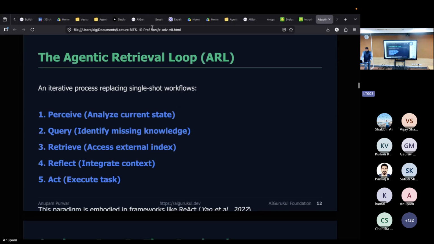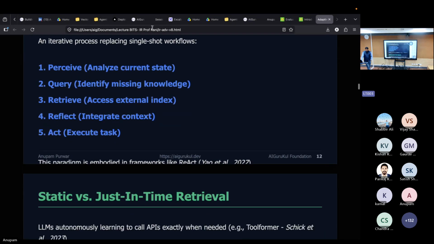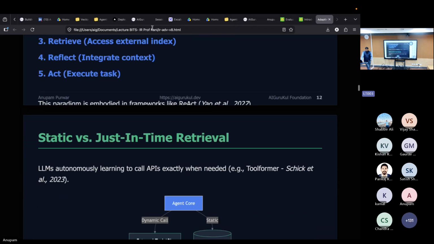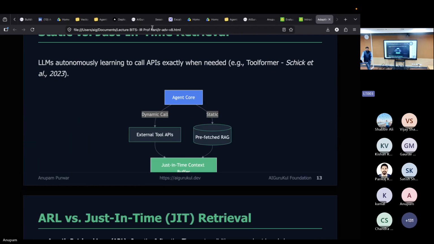I think we are right on time. It's I think 12:30. So we can take a few questions, and then we can wrap up this part of the session.